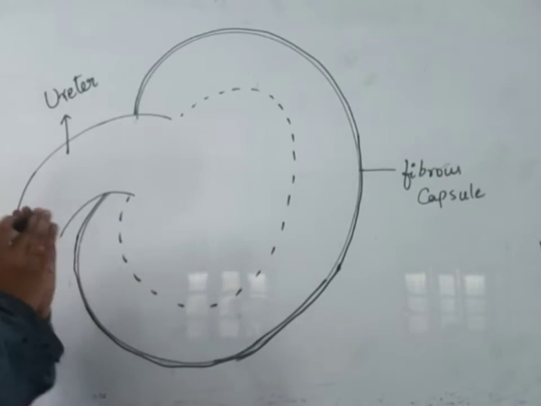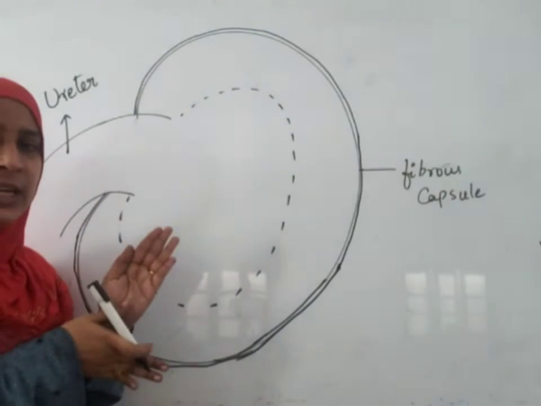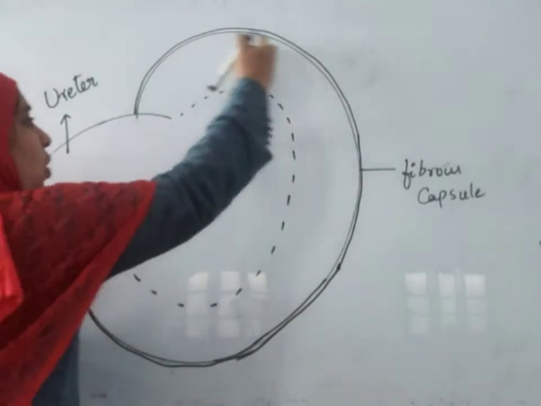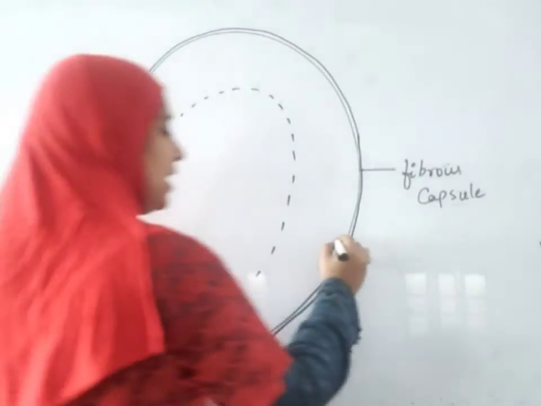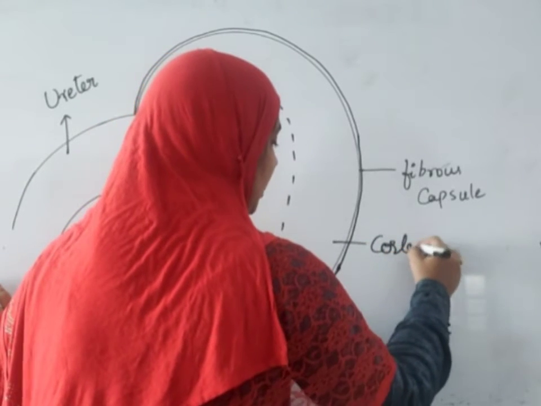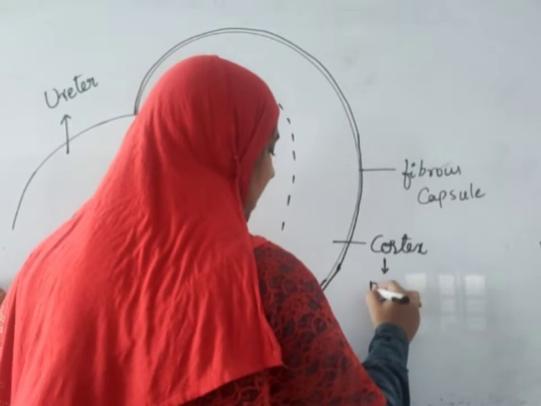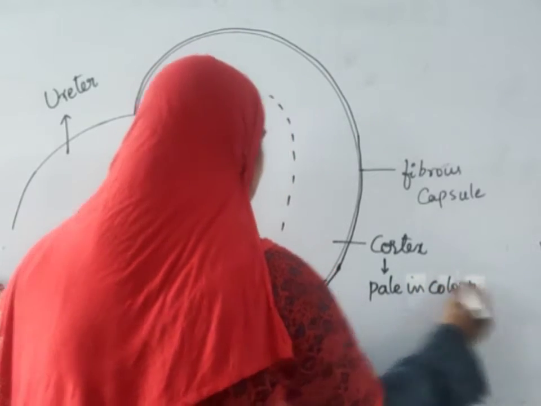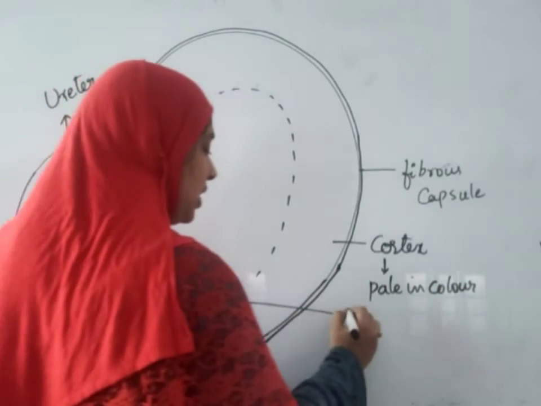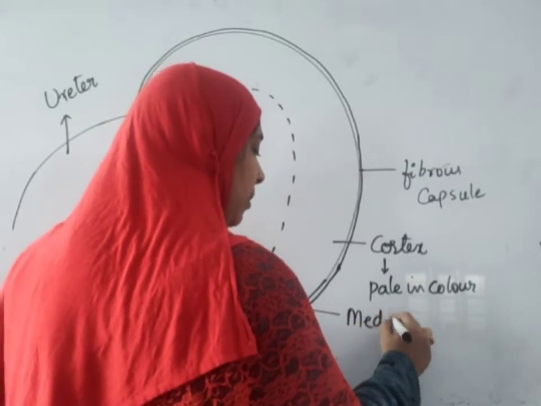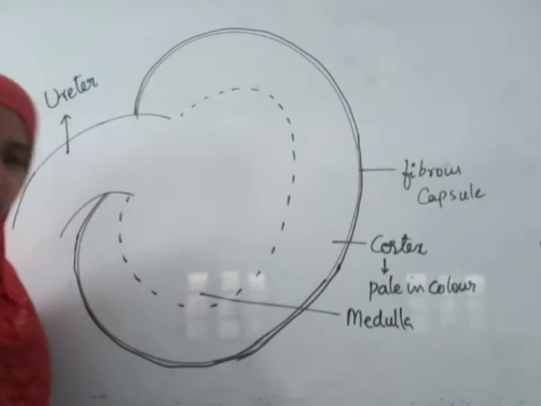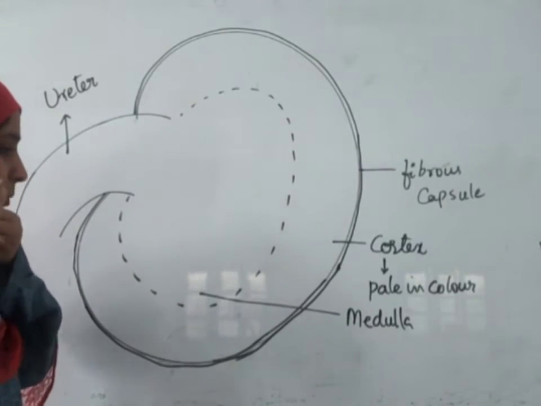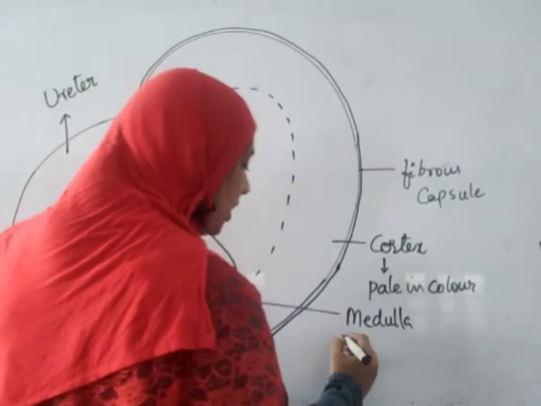When you take one kidney like this and cut it longitudinally and observe the inner side, it looks like this. The outer portion is pale and it is called the cortex. It is pale in color, light in color. Pale in color means light in color. The inner portion is called the medulla. Medulla is dark in color.